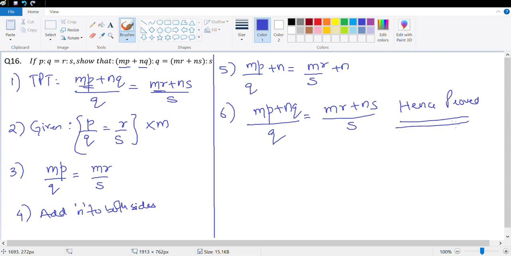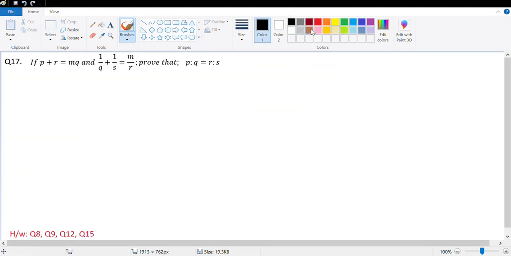Done. Let's look at the last question of this exercise that I do with you, which is question number 17. I have marked some homework questions here: 8, 9, 12 and 15. Perfect. Let's look at this question. This says P plus R is equal to MQ and 1 by Q plus 1 by S is equal to M by R. We need to prove that P, Q, R, S are in proportion.